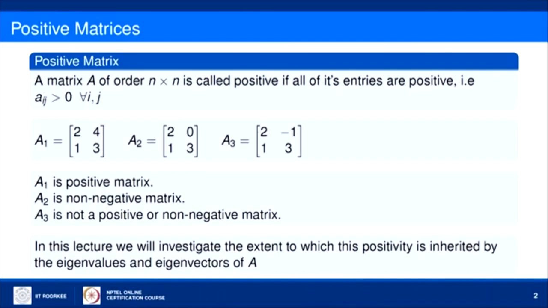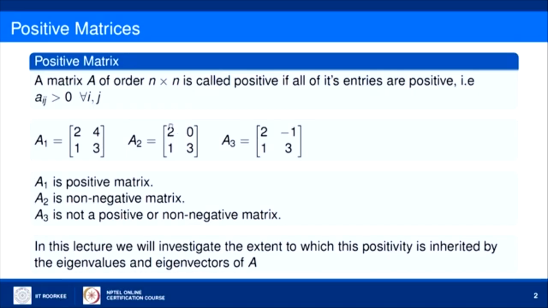So, let us first define the positive matrix. A matrix A of order n by n is called positive if all of its entries are positive, that is Aij is greater than 0 for all i, j. Here we have 3 different matrices. If you see A1, all the entries of A1 are positive, so it satisfies this definition and A1 is a positive matrix. If you see A2, 3 entries of A2 are positive, but this entry is 0, so it is not a positive matrix.